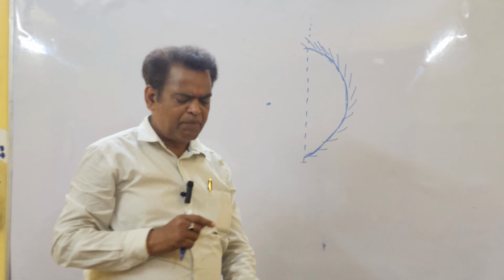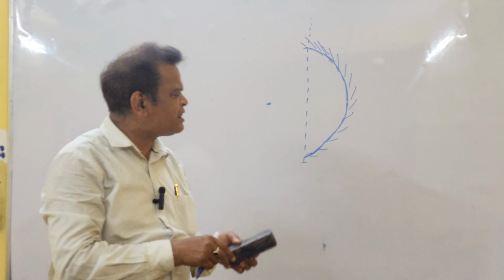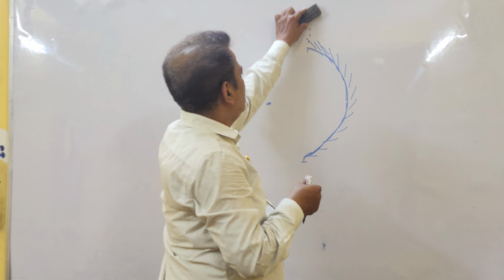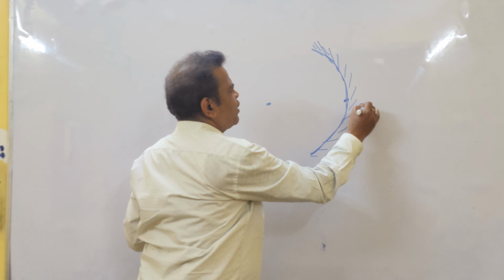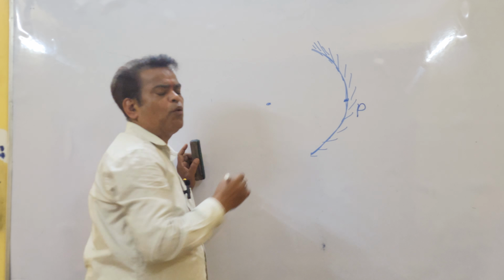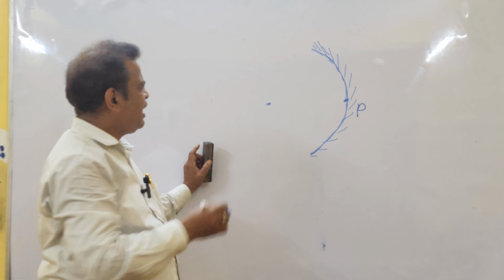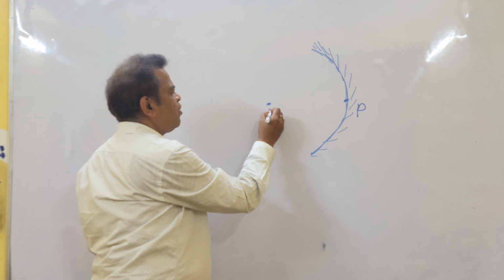Now this is your concave mirror, and the most depressed point of this concave mirror or of this spherical mirror is called its pole. This point is the pole of the concave mirror or pole of the spherical mirror, and this is the center.